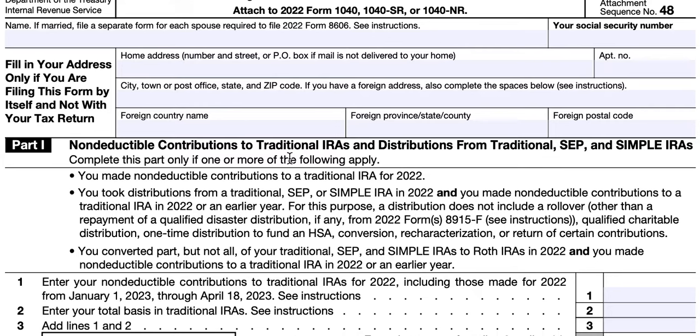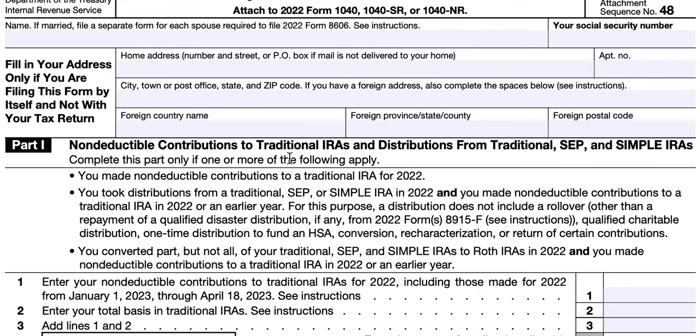So you will enter your non-deductible contributions all the way through April 18th of 2023. As you know, you can contribute to an IRA, either Roth or traditional, all the way through the tax filing deadline of a year. So you can make a Roth or traditional IRA contribution in 2023 for the 2022 tax year. So you'll enter your total basis in traditional IRAs in line 2.